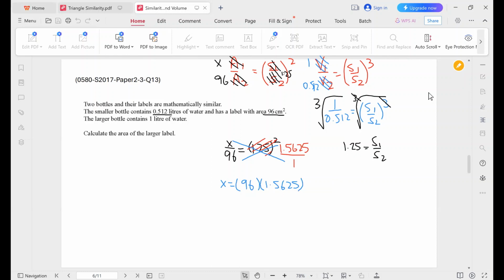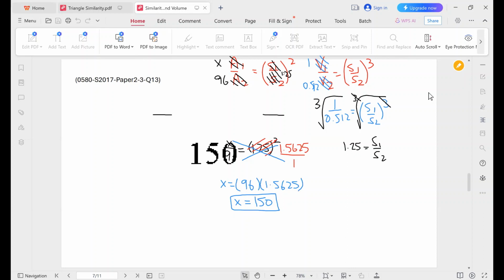96 times 1.5625 on the calculator gives us 150. So X equals 150, and that's our final answer. And 150 is correct as per the marking scheme.